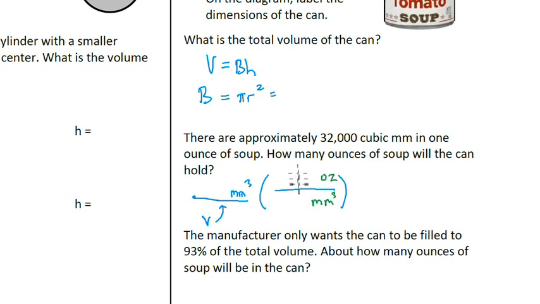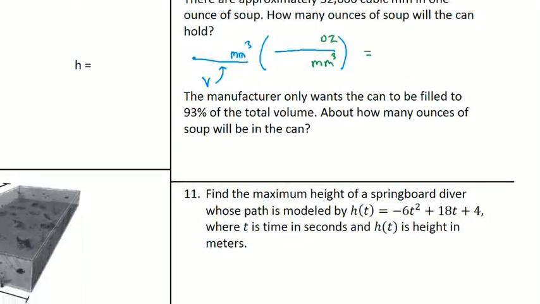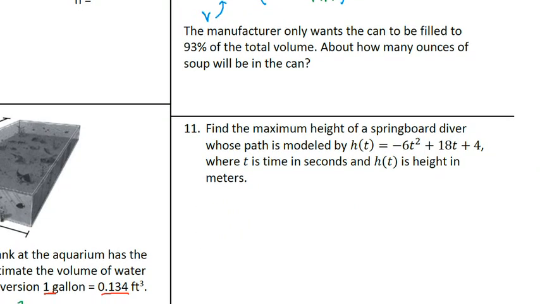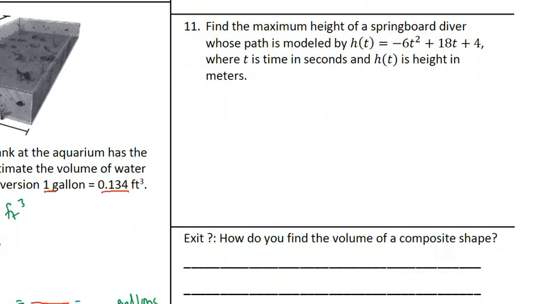So there's your two numbers here. Cancel out the millimeters cubed, multiply numerator times numerator, denominator times denominator, and you'll be left with ounces as your final unit of measure. And then just convert that to a number estimated, rounded to 1 decimal place. And then 93% of that ounce volume, you should know how to convert or find 93% based on the Shark Tank. Last question, number 11.